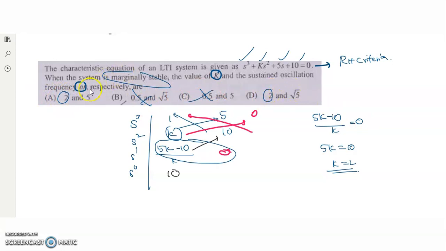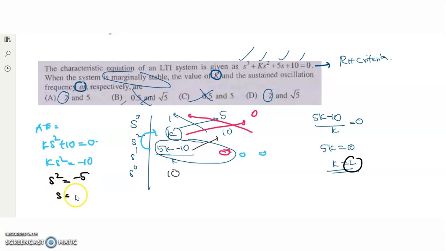So let's check the omega also. Whenever one complete row is 0, by equating this to 0 we can take the auxiliary equation. Above this row we are having K and 10. So the auxiliary equation becomes K S square plus 10 is equal to 0. From this, K S square is equal to minus 10, and S square can be taken as minus 10 divided by K. I got K as 2 here, so I will get minus 5.